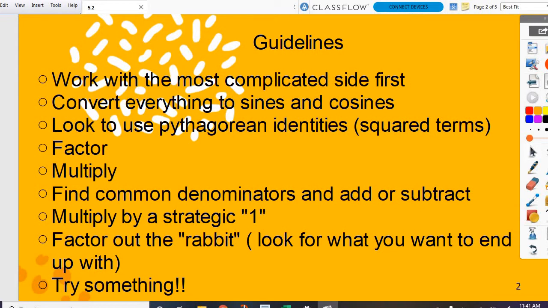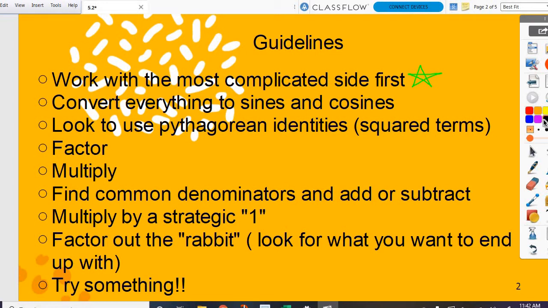So here are just some guidelines. You don't have to have all of these memorized or written down. They're just different techniques that we're going to be going over. The one that you really do have to remember is this first one, and that is we want to start with the most complicated side. That is something you have to remember.